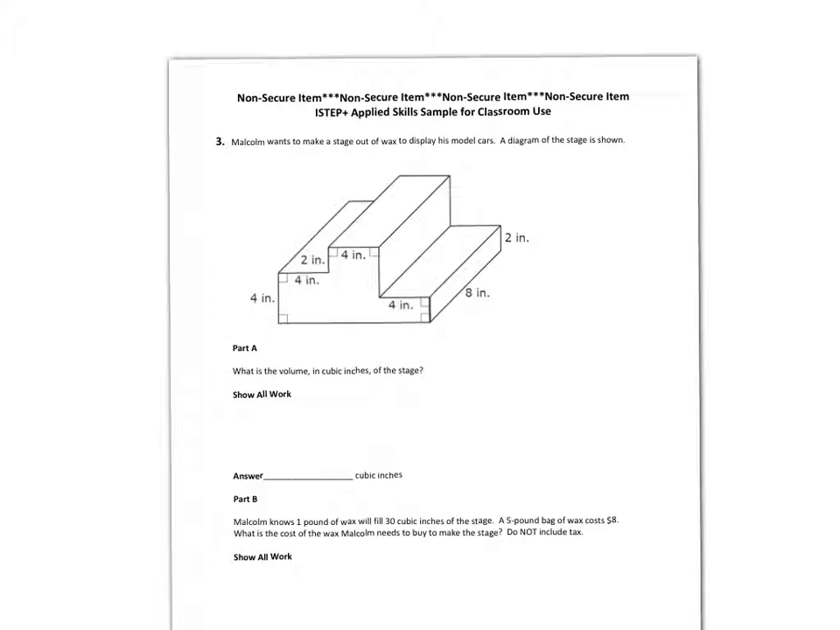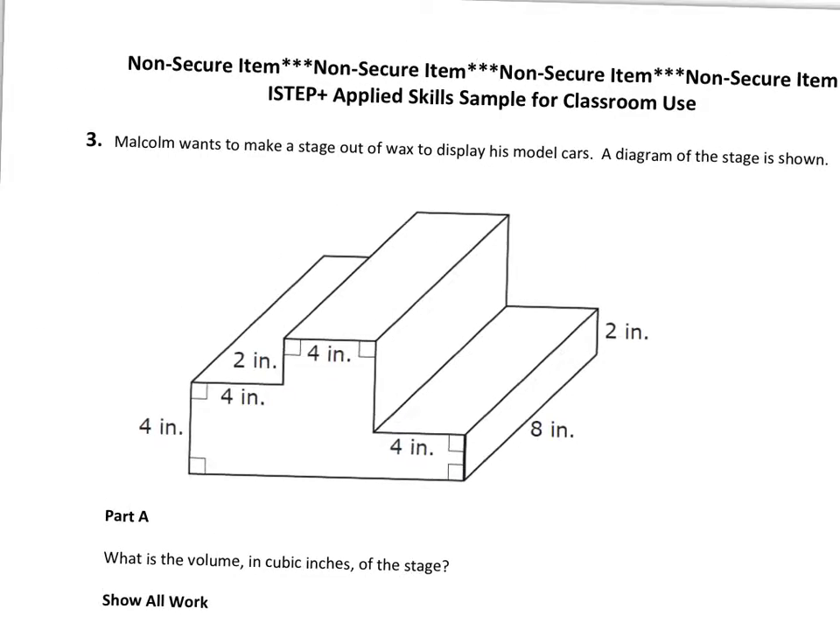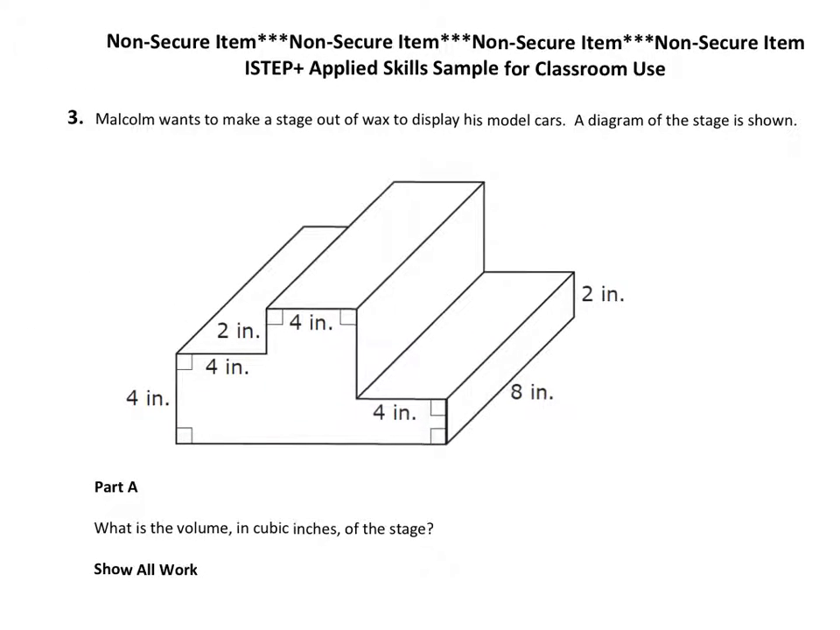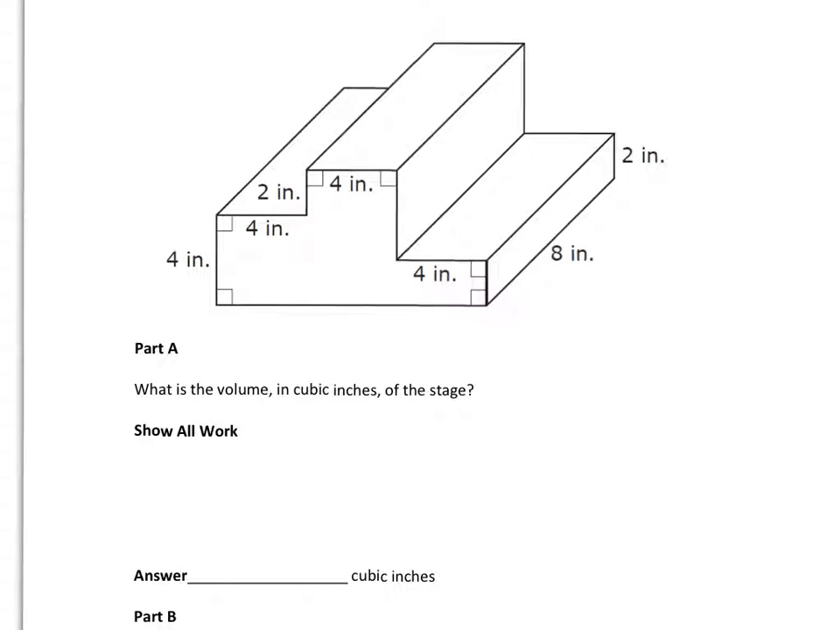We're going to look at this ISTEP sample question that we did. So Malcolm wants to make a stage out of wax to display his model cars, and here's a diagram. What is the volume in cubic inches of the stage?